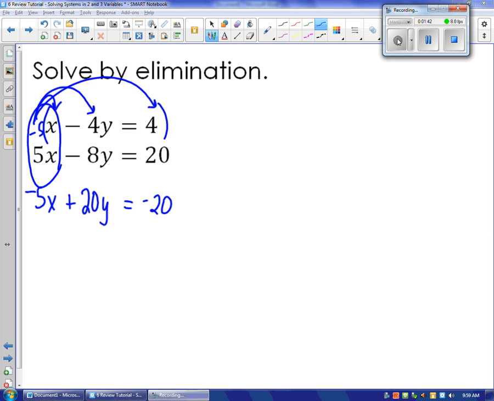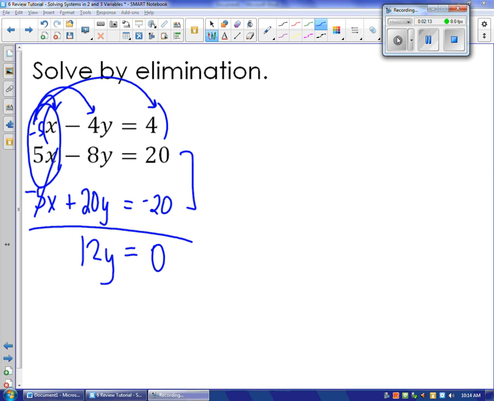At this point, now I have opposite coefficients in front of x. I've got a positive 5x and a negative 5x. When I add a positive 5 to a negative 5, I get 0 x's left, which means I'm not even going to write the x variable down. I'm going to go ahead and combine these 2 equations by adding up the terms. So the 5x, the negative 5x, we said that's going to cancel. A negative 8y and a positive 20y, when I put them together, is going to give me 12y. And my 20 and negative 20 are going to cancel to 0.